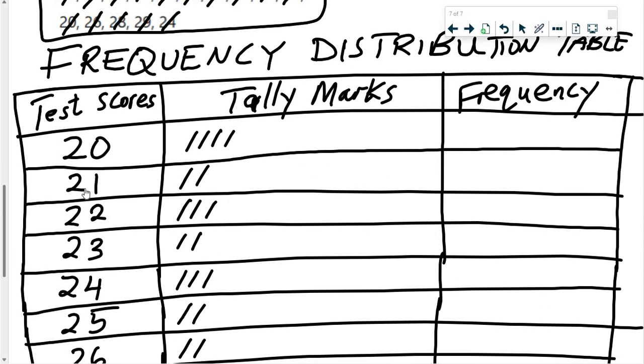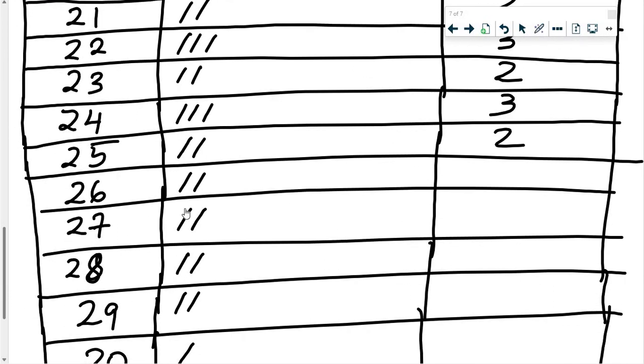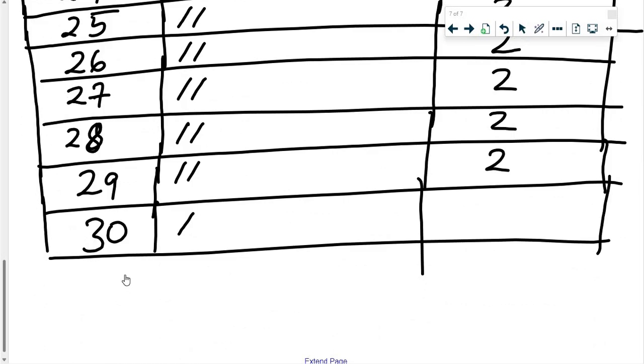Then finally, record frequency by counting the tallies. This is 4, this is 2, that is 3, this is 2, this is 3, this is 3, this is 2, this is 2, this is 2, this is 2, this is 2, and lastly that is 1.